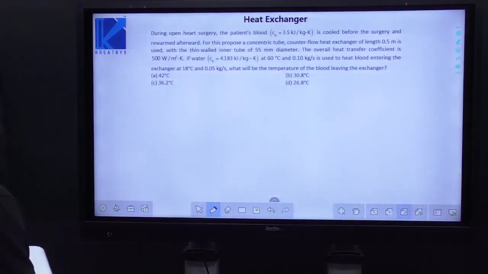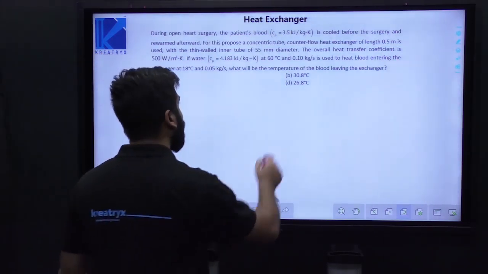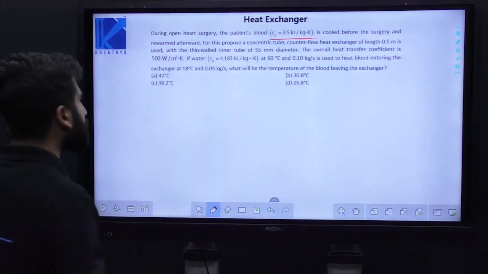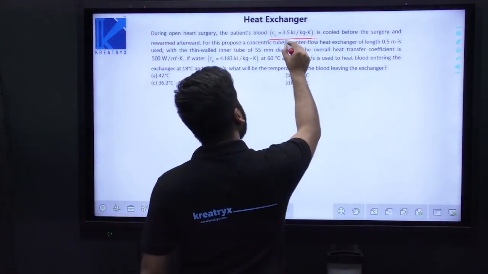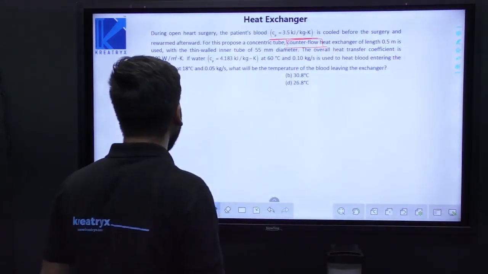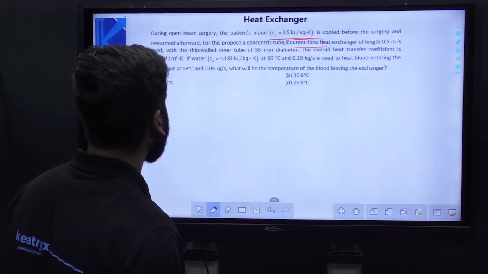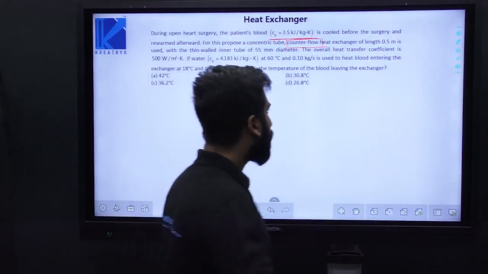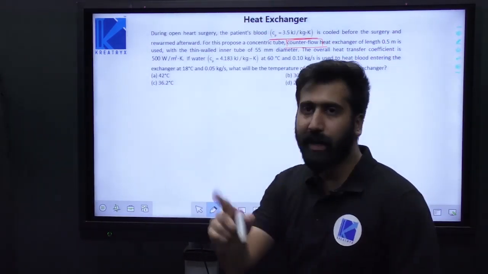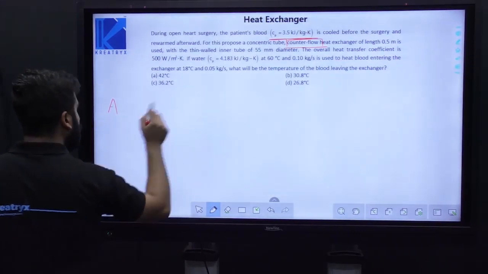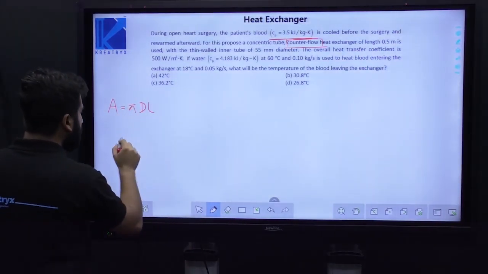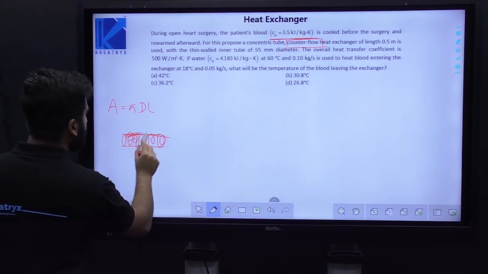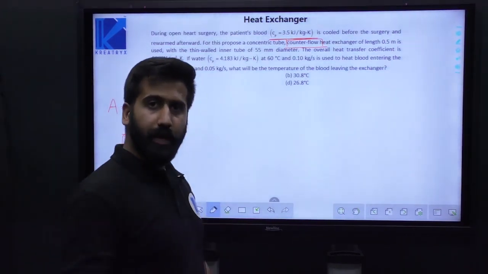Okay, the next question is: during open heart surgery, the patient's blood, CP is given, is cooled before the surgery and rewarmed afterwards. For this purpose, a concentric tube counterflow heat exchanger of length 0.5 meter is used with a thin walled inner tube of 55 mm diameter. So be careful that in this question area may be used. Why? Because length is given and diameter of the tube is given, and area is the term that contains both these terms, that is pi dl, because heat transfer occurs through the surface area of the tube. So area is pi dl.